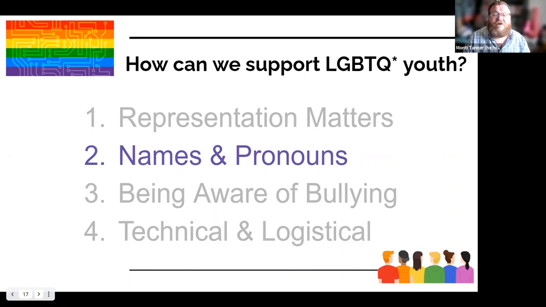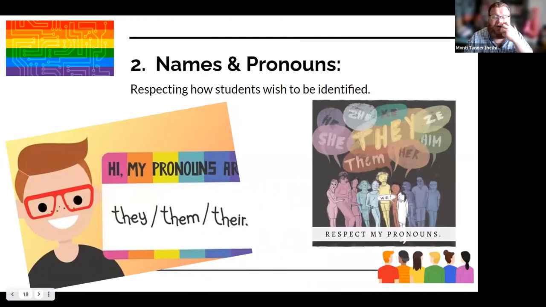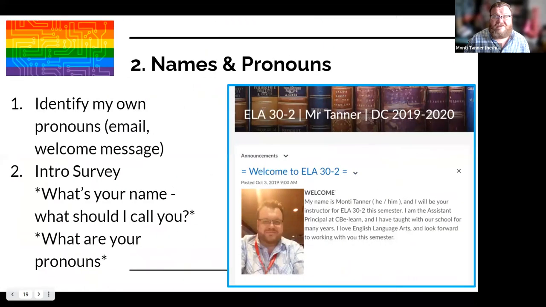One of the best ways we can support queer youth is through names and pronouns. So when I started off this session, hi, my name is Monty Tanner. I use he, him pronouns. Simple as that. It is really exciting to see how more forms, more documents, more surveys, whatnot, actually are giving space for people to put their pronouns. It's very helpful in an online environment, especially if you don't necessarily see the students, you don't have the opportunity to ask them face to face. Simple way to do that is to put it in a survey.